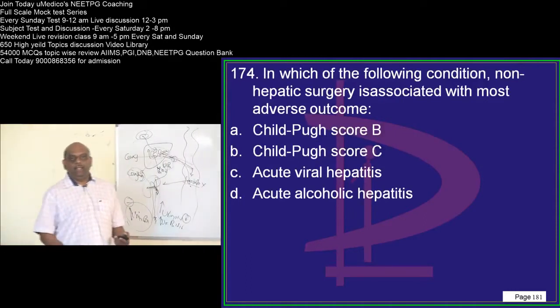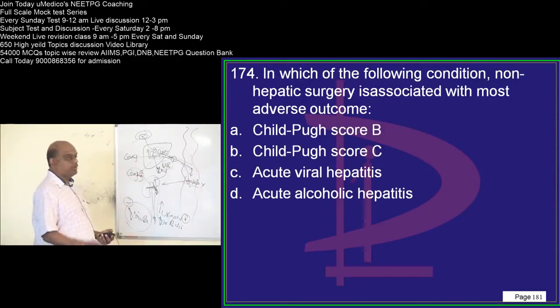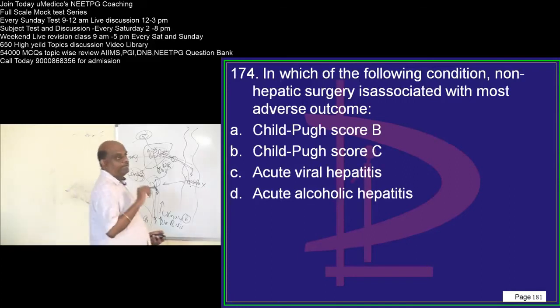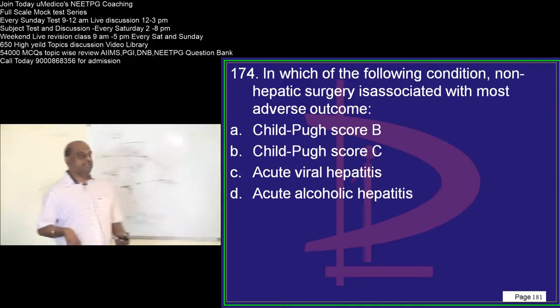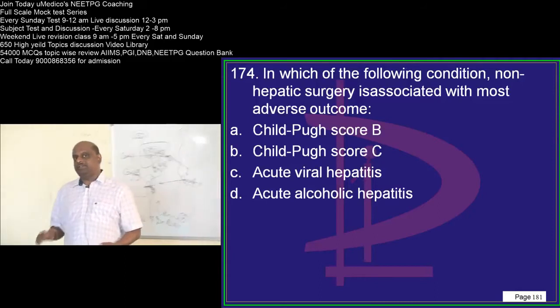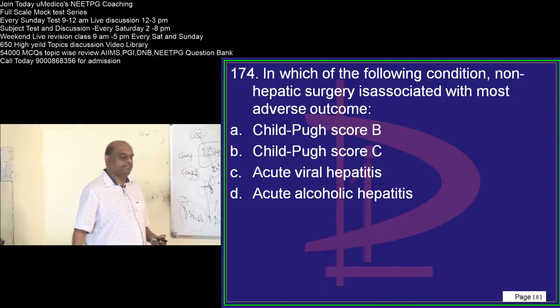Whenever there is a Child-Pugh classification of score C, then it is associated with a very high risk in case of non-hepatic injury surgery.